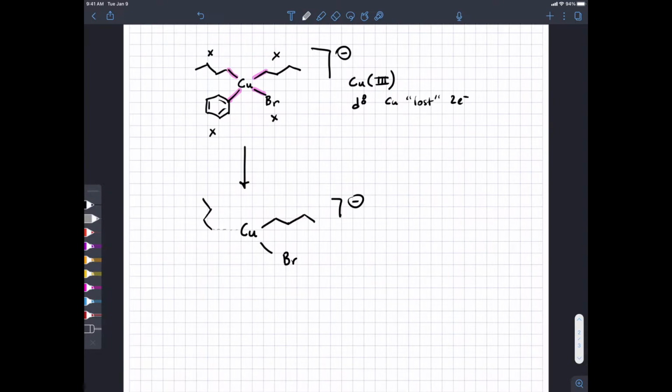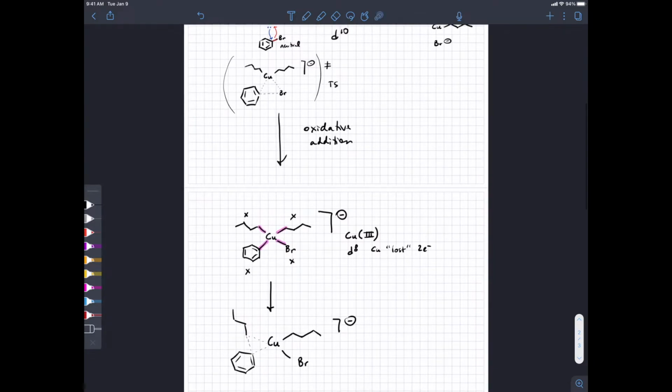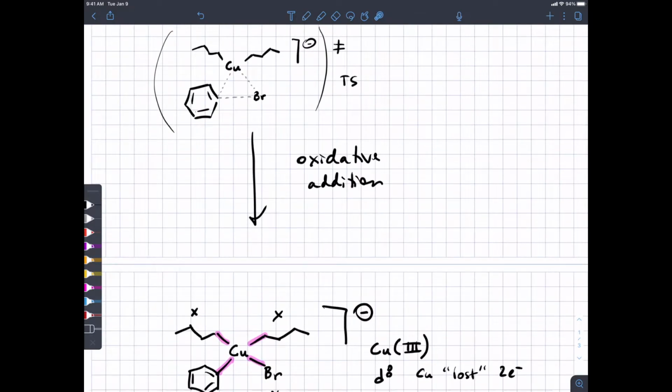And its bond with copper is going to get longer. And at the same time, the bond between copper and the phenyl group is going to start increasing in length. And at the same time, these two carbons are going to start getting closer together. So this is sort of the opposite of an oxidative addition, where we just moved the benzene and the bromine up to the metal and split them apart. Now we're doing the reverse of that, but with the other carbon ligand. So we're taking the benzene and the alkyl group and moving them off the metal but closer to each other.